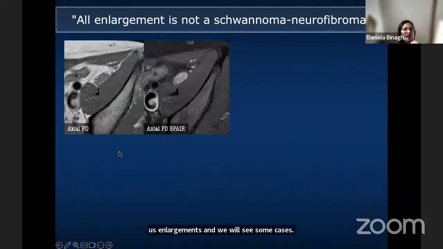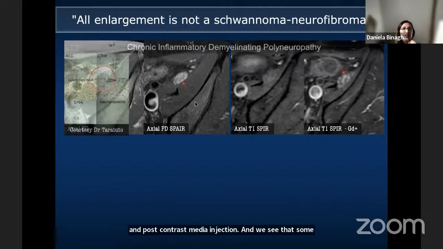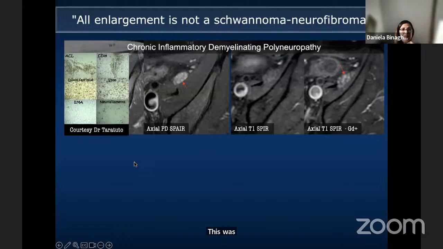In this case, we have a femoral nerve in the pelvis. We have the enlargement. We can see the fascicular pattern, and we can see pre and post contrast media injection. And we see that some fascicles uptake contrast media. This was CIDP, which was not my first diagnosis, but the histology is the histology. So later on, I would like to know what Kim thinks about these images, because I've never seen a CIDP uptaking like in this nerve.